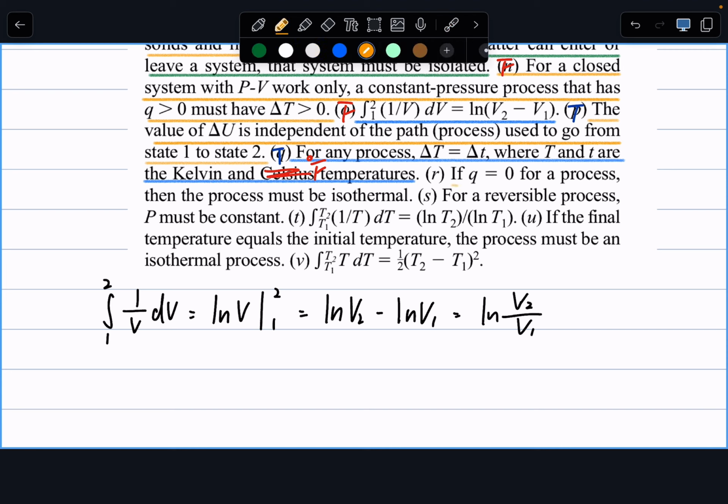Next up, if Q equals 0 for a process, then the process must be isothermal. This one is false, right? Q equals 0 only tells us we have an adiabatic process. So if we replace isothermal with adiabatic, then we have a true statement.